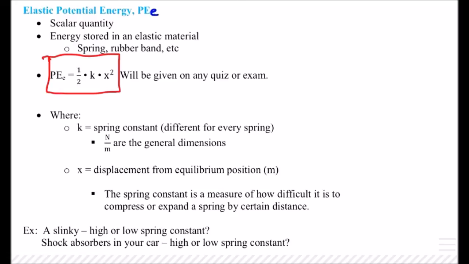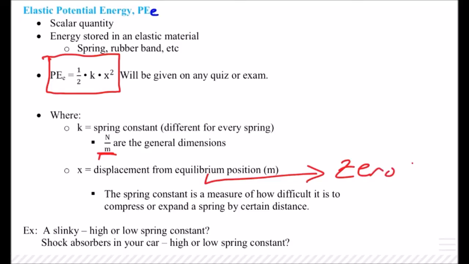Now, our dimensions on spring constant are newtons per meter. Please don't get that confused with the units for torque or for work, the newton meters. This is newtons per meter. So let's look at our displacement here. This x is the displacement from the equilibrium position. So the equilibrium position is going to be the zero line.